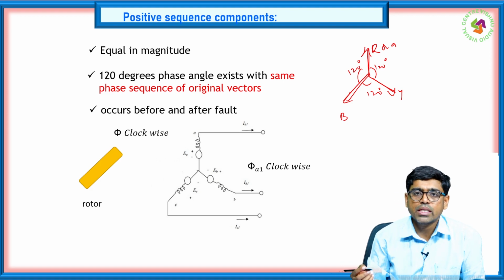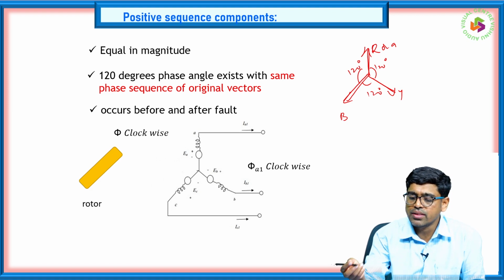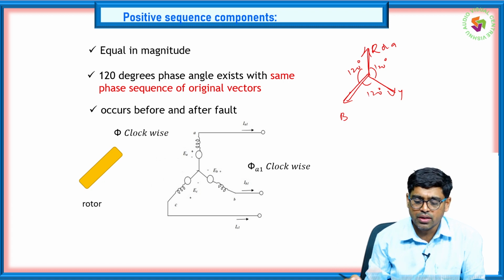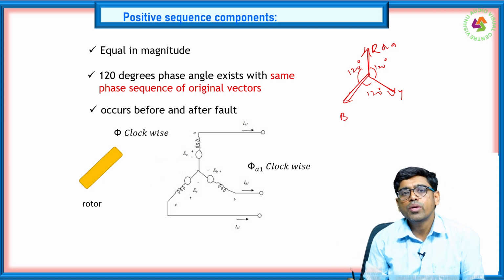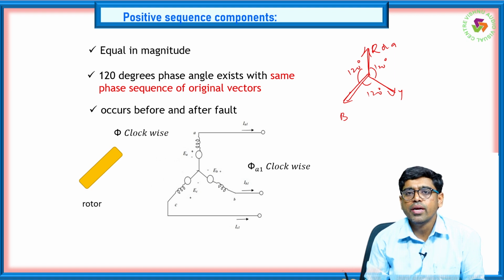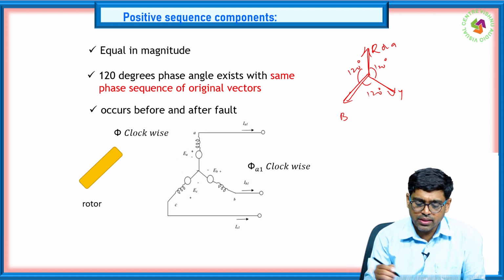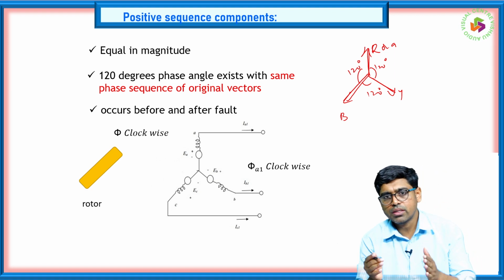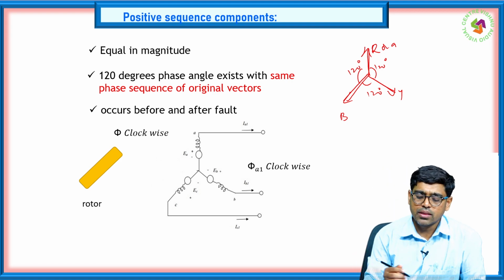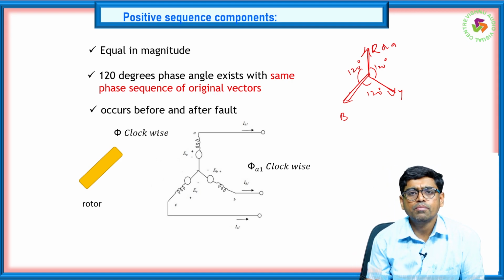So whatever the original vector is there, it will be the same. Then we are saying that it is a positive sequence component, and this positive sequence component will exist before and after the fault.